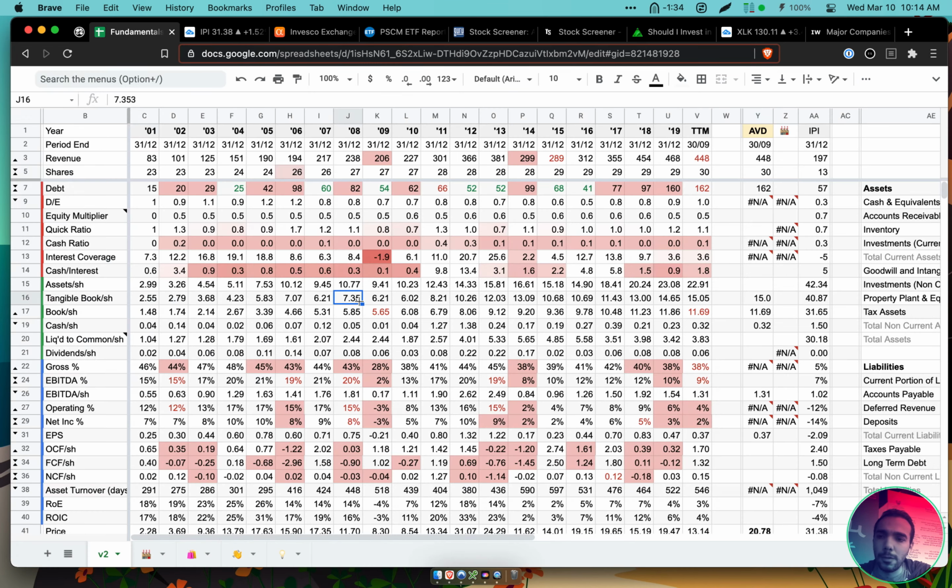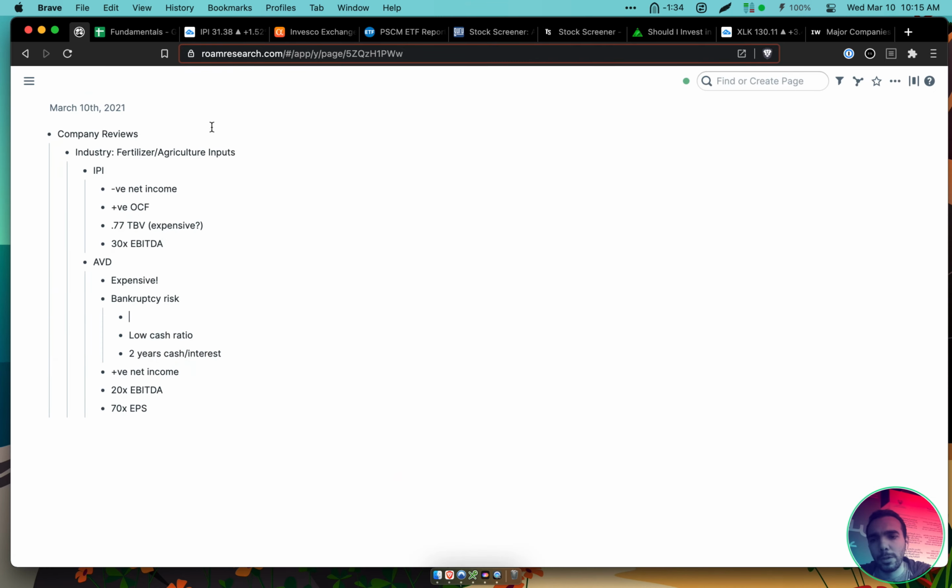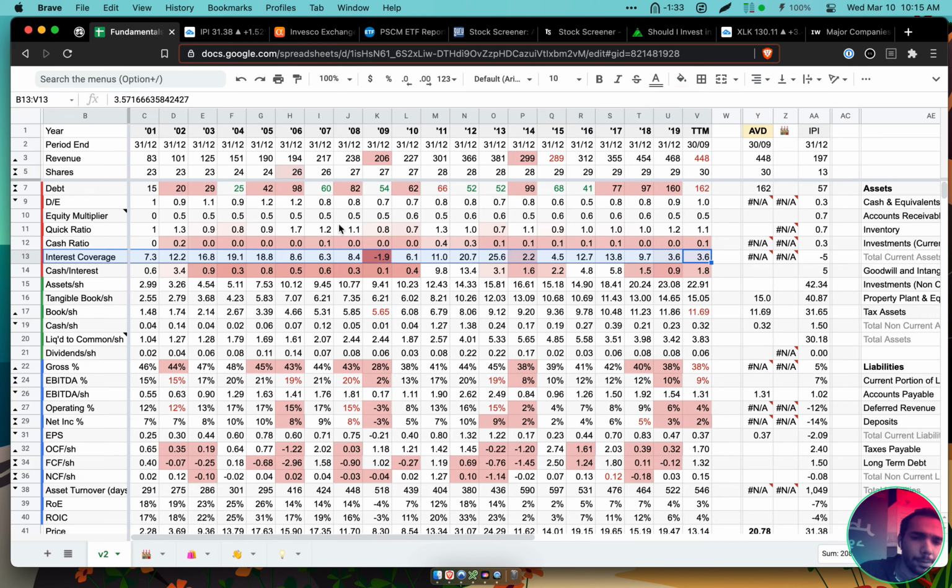And then maybe if you look at interest coverage, this is net income over interest, it's 3.6. Okay, I wouldn't worry too much. Interest coverage, high. Yeah, I think bankruptcy risk is relatively low because you have that positive earnings.